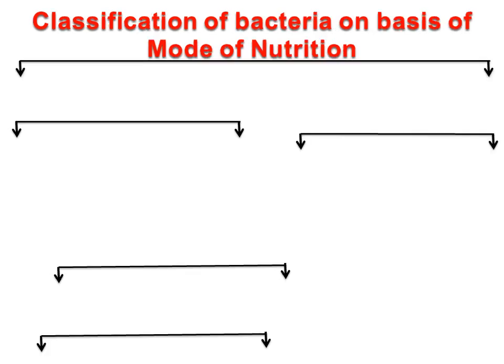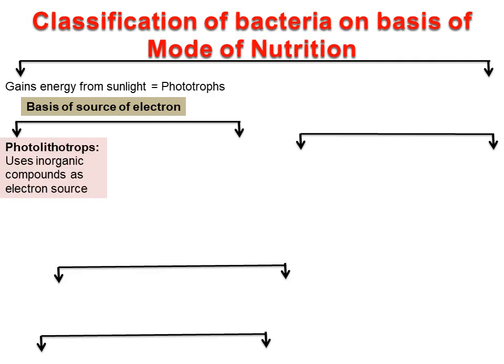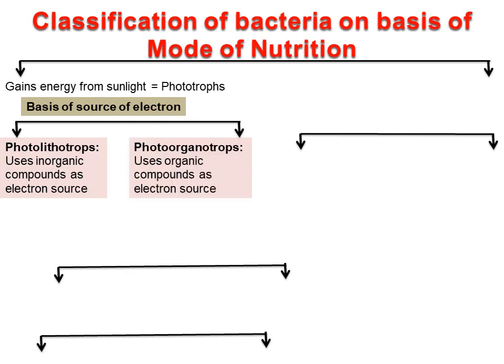Classification of bacteria on the basis of mode of nutrition. Those bacteria which gain energy from sunlight are known as phototrophs. On the basis of source of electron, phototrophs are further divided into two groups. Phototropic bacteria which use inorganic compounds as electron source are called photolithotrophs. Phototropic bacteria which use organic compounds as electron source are called photoorganotrophs.